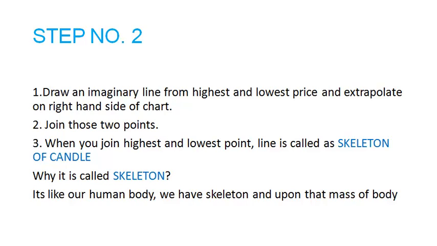candle. Now step 2 is to draw an imaginary line from the highest point and the lowest point and extrapolate it on the right hand side of the chart. Join these 2 points. When you join the highest point and the lowest point, it is called the skeleton of a candle. Now why is it a skeleton? Because like our human body, we have a skeleton, and upon that lays the mass of the body, right?